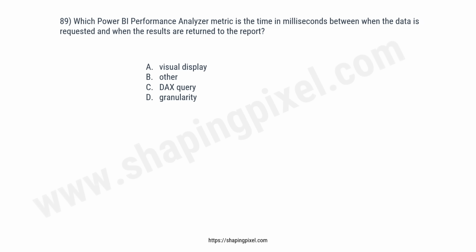Question number 89. Which Power BI Performance Analyzer metric is the time in milliseconds between when the data is requested and when the results are returned to the report? And we have four options: visual display, other, DAX query, granularity. So the right answer here is option C, DAX query.